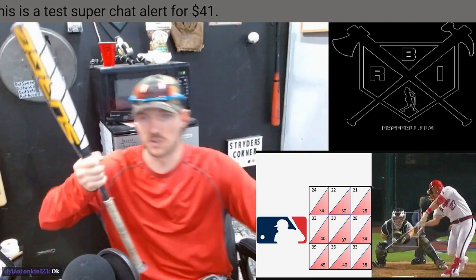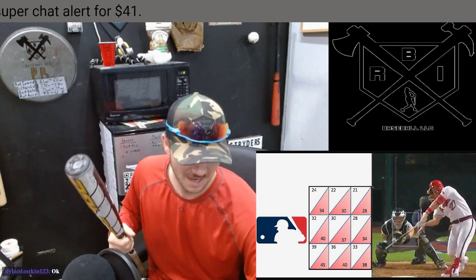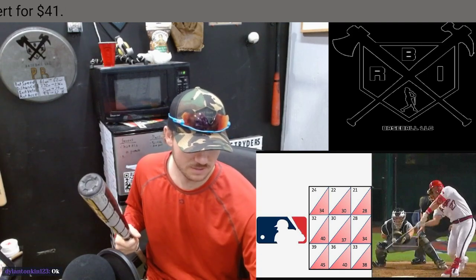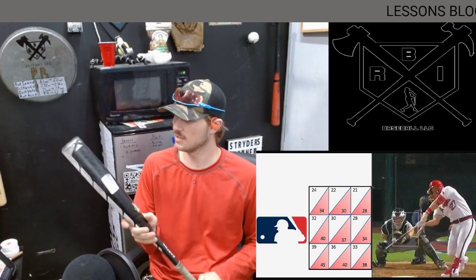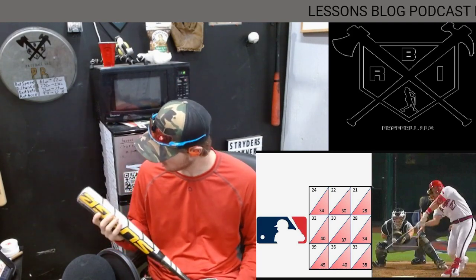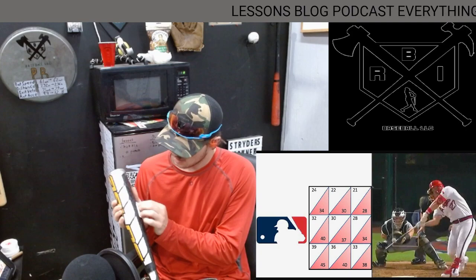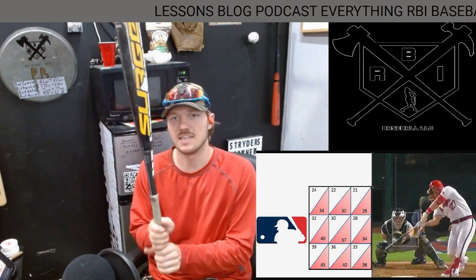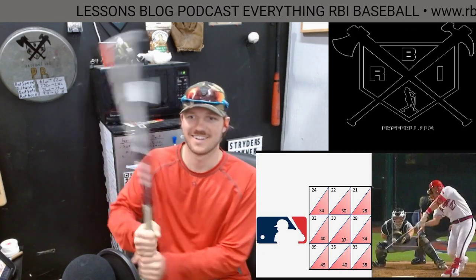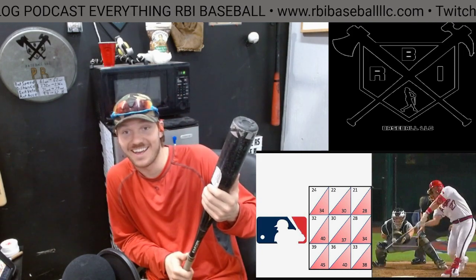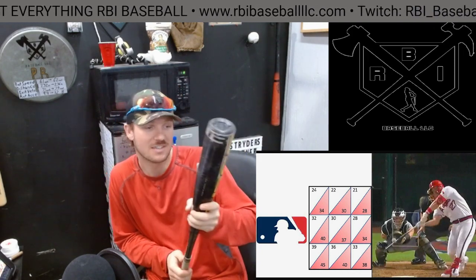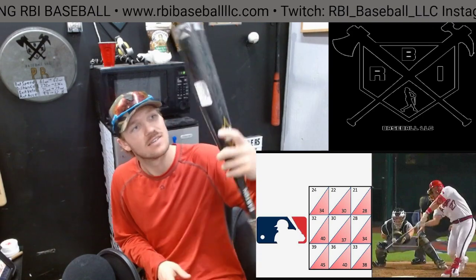I found the youth version. I was able to somehow snag that. So this is a drop 8. This is drop 10. Drop 10. Easton Surge. Yeah. It was like 30 bucks.